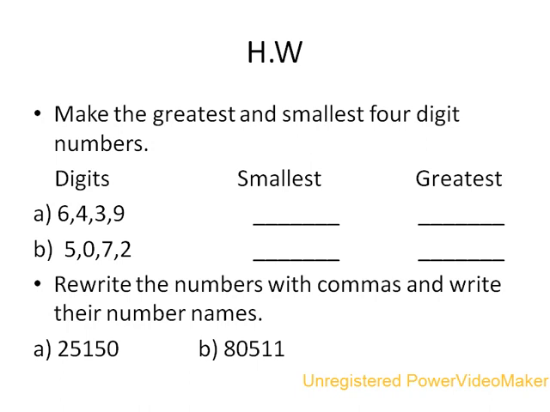Now the next question is, you have to make the greatest and the smallest 4-digit numbers. A, 6439, B, 5072. Next question, you have to rewrite the numbers with commas and their number names. A, 25150, B, 80511. I hope you have understood the chapter and you will do your homework nicely. Thank you.